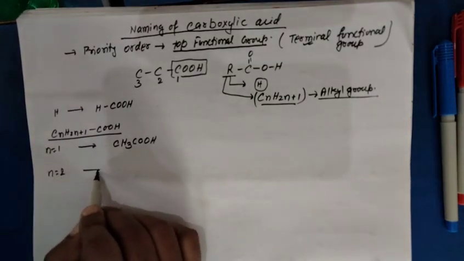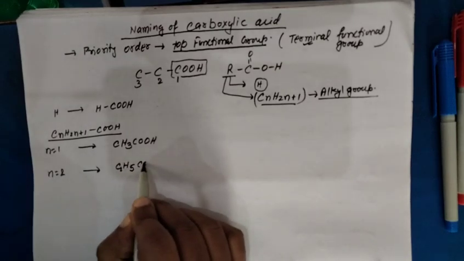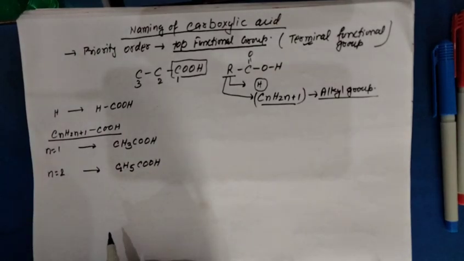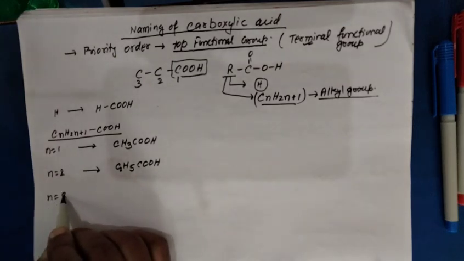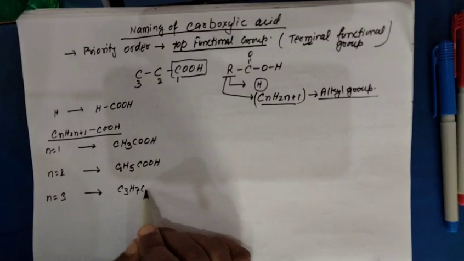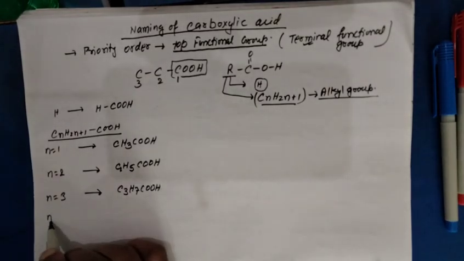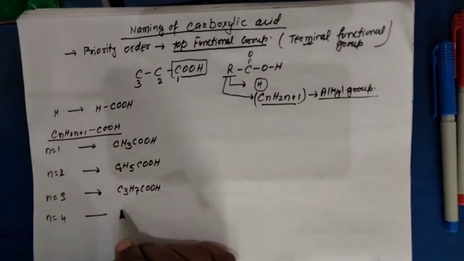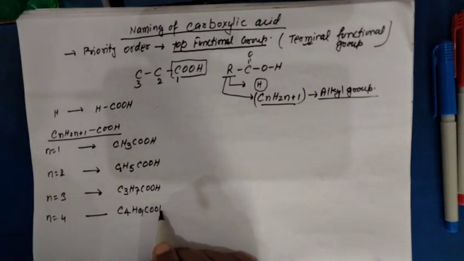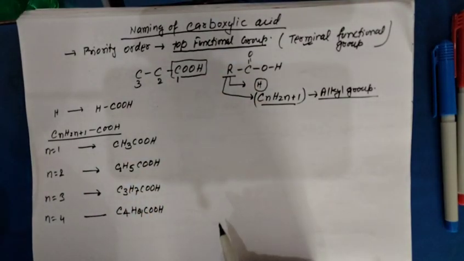If n is 2, you will find C2H5COOH. If n is equal to 3, then C3H7COOH. If n is equal to 4, C4H9COOH. So here COOH is common. Why? Because it is carboxylic acid.